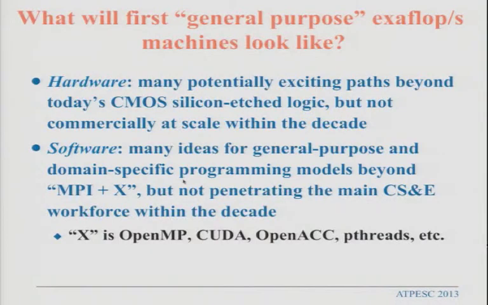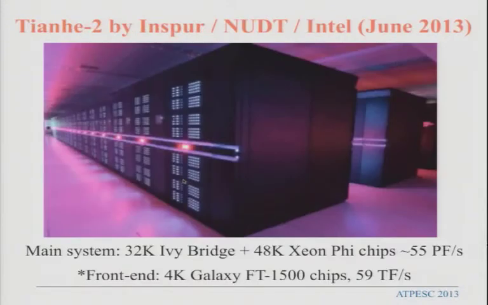Now, of course, the current number one on the list, we heard it talked about. It's got 16,000 nodes, each of which has 2 Ivy Bridges and 3 Xeon Phis. It's about 55 petaflops peak. It's front-ended by a machine with 59 teraflops. That's a pretty good front end.